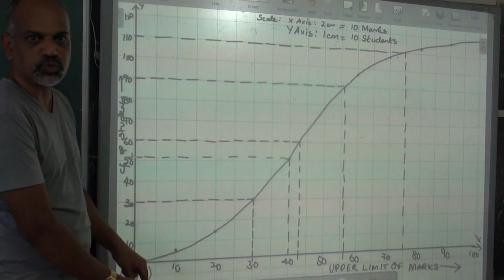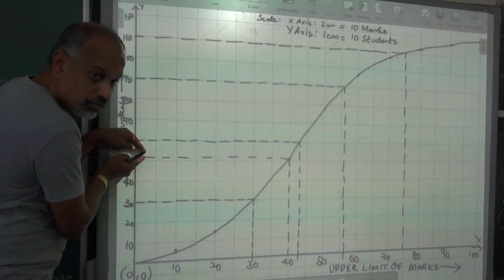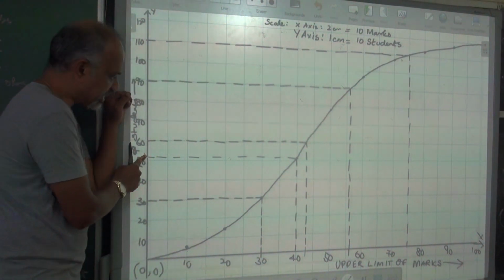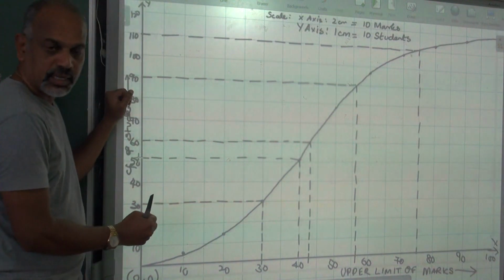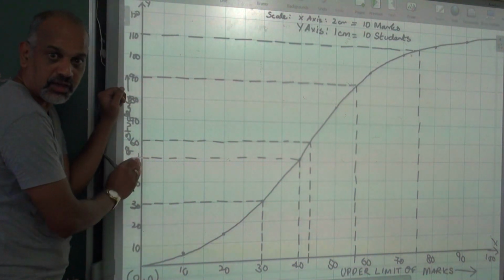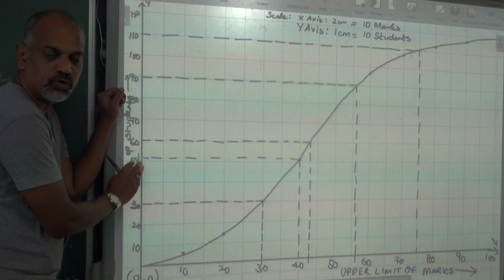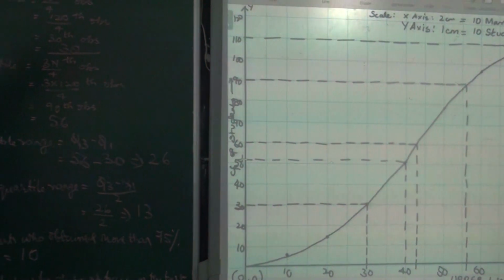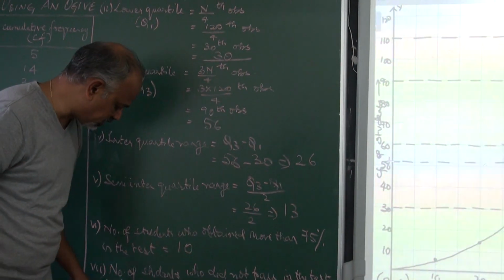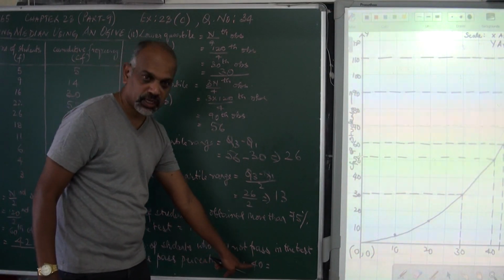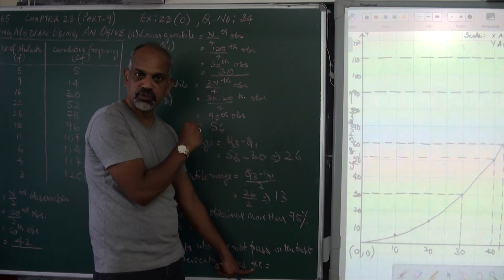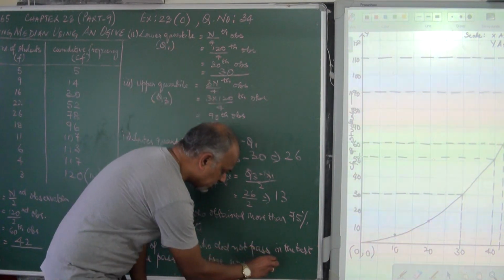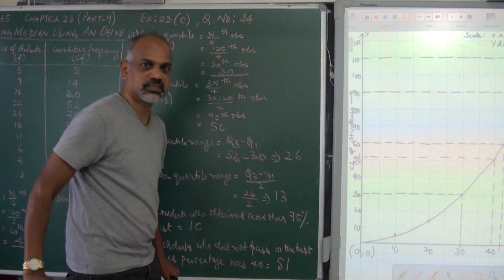So below him, how many students are there? There are 51 students below him, because this is the 52nd student, who exactly got 40 marks. Those 51 students failed. They didn't get pass marks. So the last answer, the number of students who did not pass in the test if the pass percentage was 40: exactly 40 goes to 52, which means the 52nd student passed. Below him, there are 51 students who did not pass. So the last answer is 51.